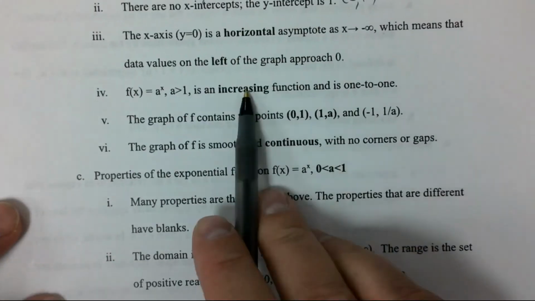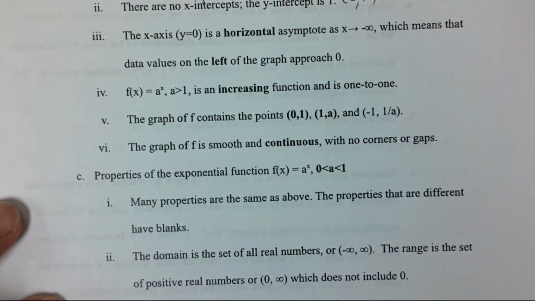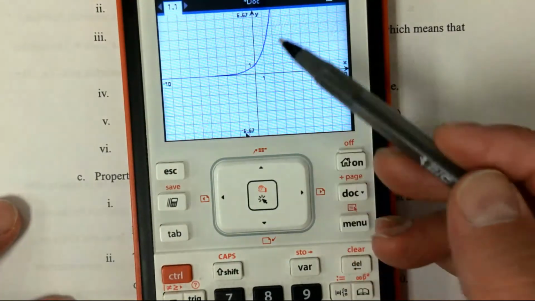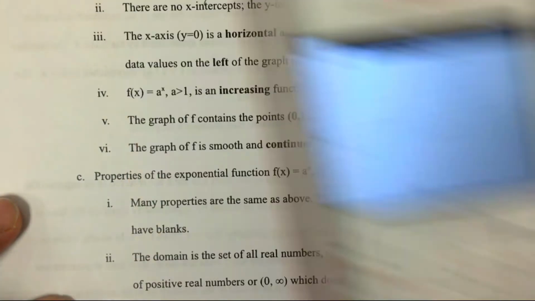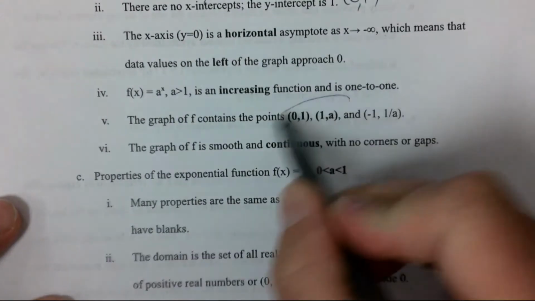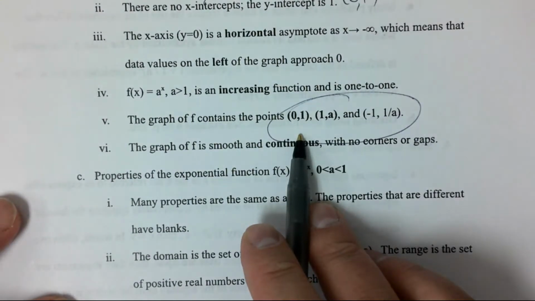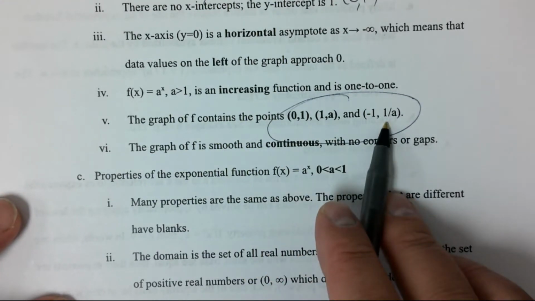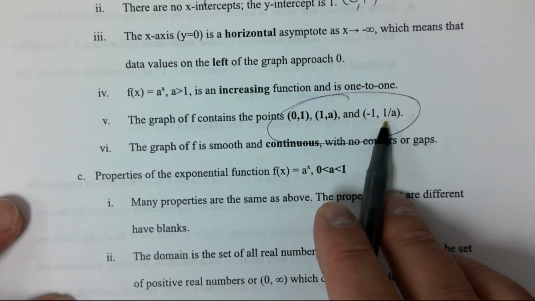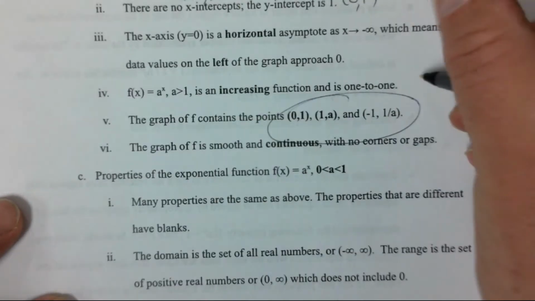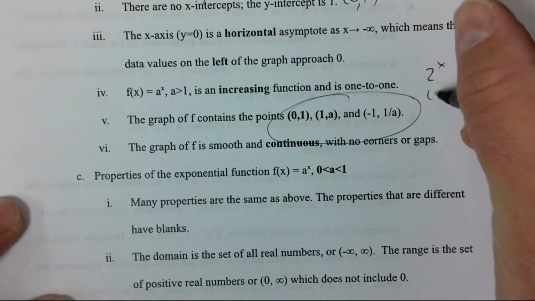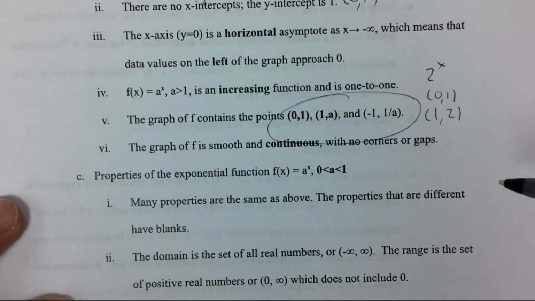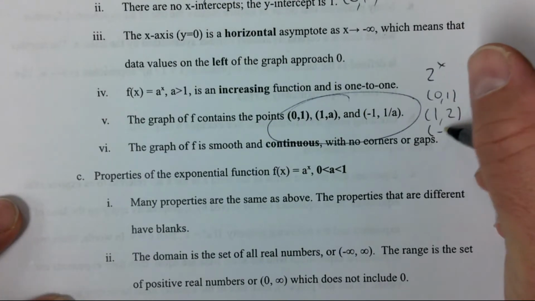It is increasing because the left side of this graph is low and the right side is high, so it goes up. And then these are your 3 points: (0, 1), (1, a), and (-1, 1/a). So, for example, if it's 2 to the x, it's going to go through (0, 1), it's going to go through (1, 2), and it's going to go through (-1, 1/2).